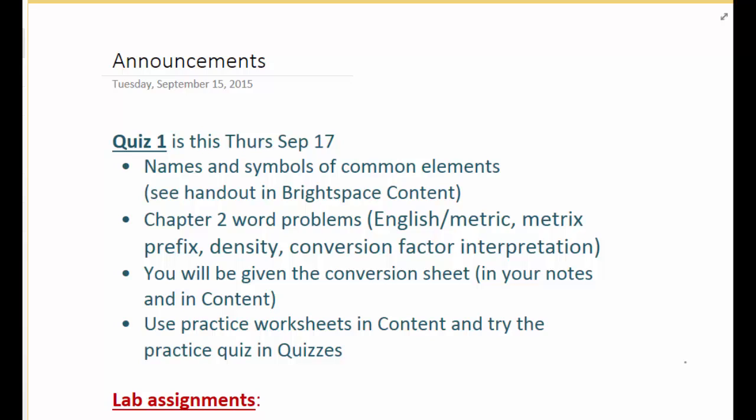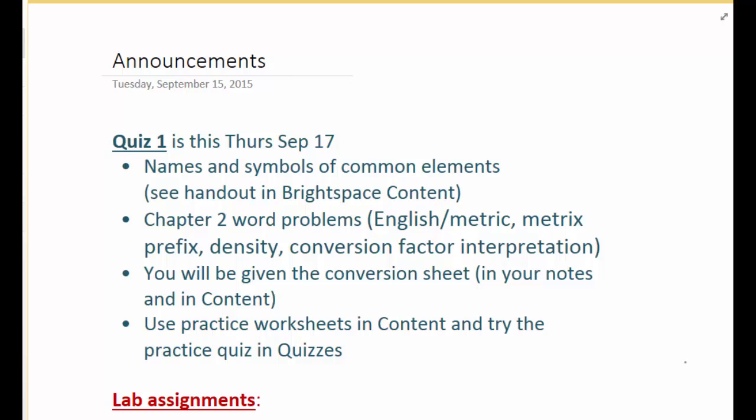You will be given the conversion sheet, the exact same one that's on the inside front cover of your notes packet. There's a version of it you can download and print in the content area. You can use that while you're practicing, but you will be given that, so you do not need to memorize anything that's on that sheet. I will hand that to you. Okay? It'll probably be on the back of the quiz, actually.